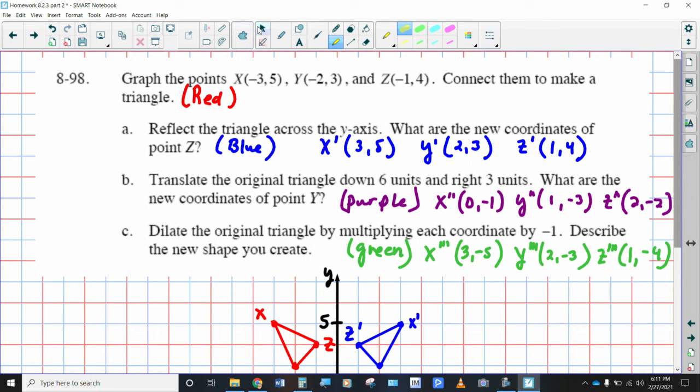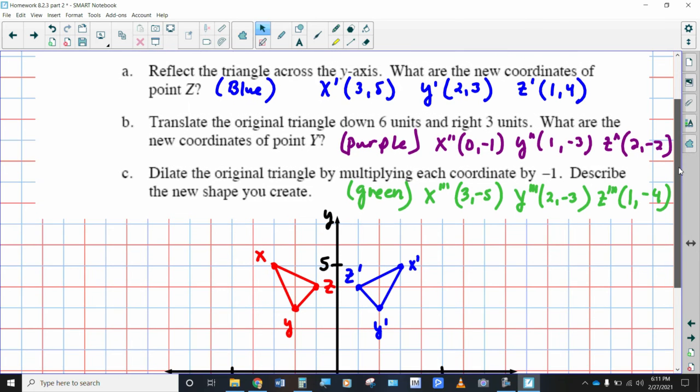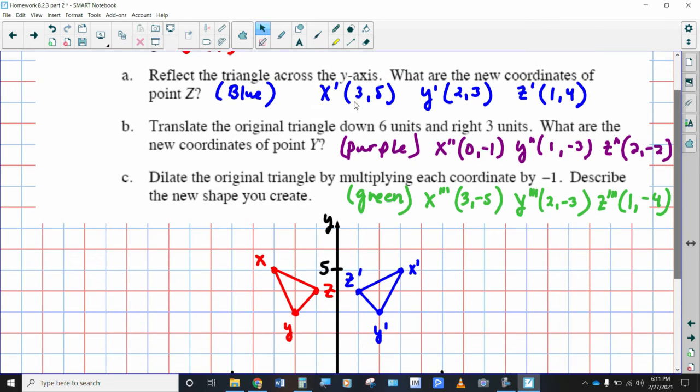Oh, and I'm getting to the point where I'm hating all these because it takes so much time to graph. It says graph these points: X is at negative 3, 5, Y is at negative 2, 3, and Z is at negative 1, 4. Connect them. And that's what I did for the red triangle. Then A says reflect this across the Y-axis. So remember, when you reflect across the Y-axis, the X values change to their opposite, but the Y changes.